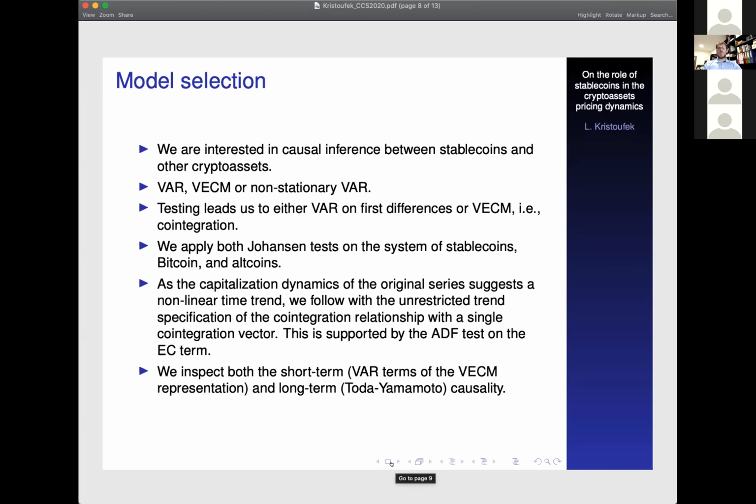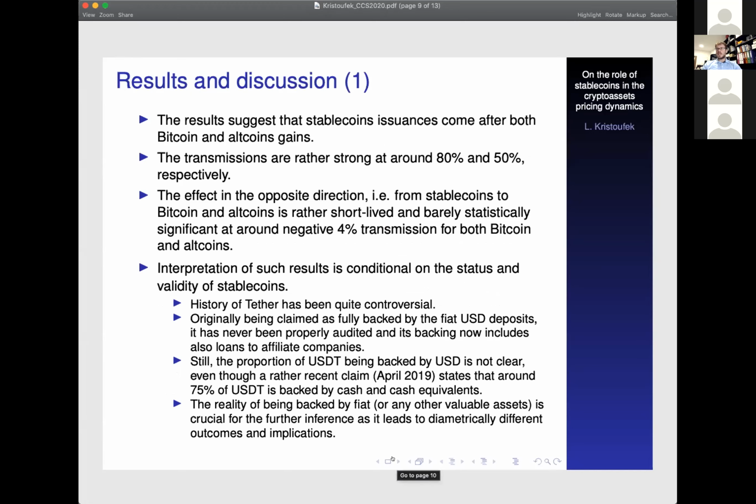And as the capitalization is quite trending, and the trend doesn't seem to be linear, really, we opt for unrestricted trend cointegration that is suggested for these cases. And then we inspect both the short-term and long-term causality in this model. So as I said, we don't really have time to go through the tables and all the pictures. So I will now summarize the results and refer you to the preprint if you're interested.